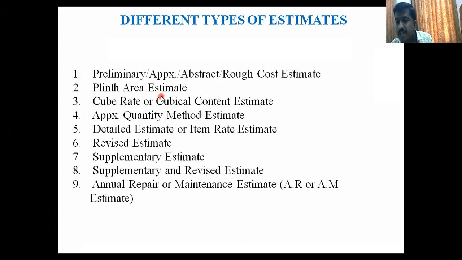So there are about 9 types of estimates that we have. Just to prepare it. Now at the preliminary or primary stage, when you work on the site, you will definitely work with the plinth area method, maybe cubical content. Then you must be familiar with the revised and supplementary. At least you should have knowledge of about 3 to 4 methods.